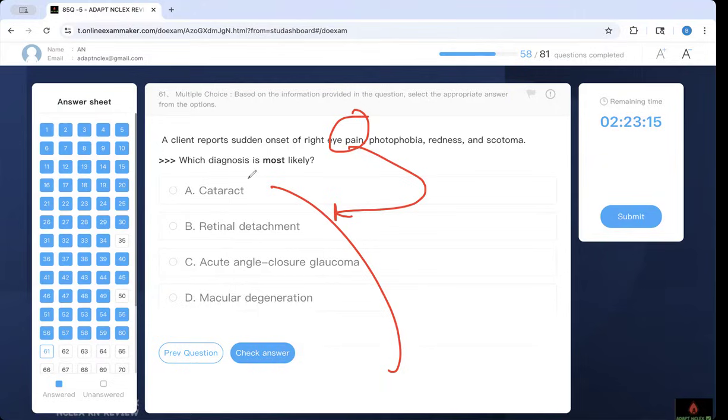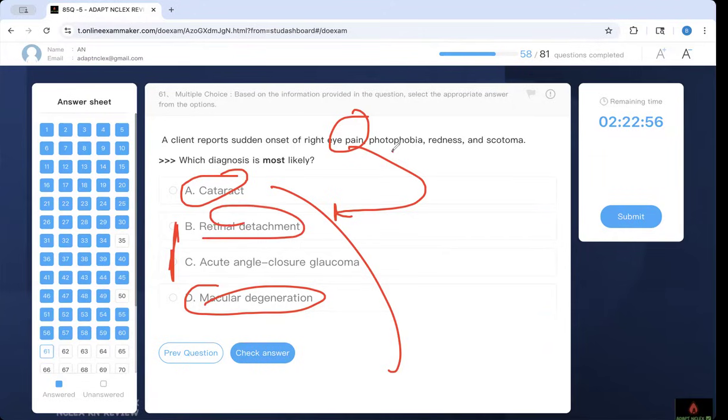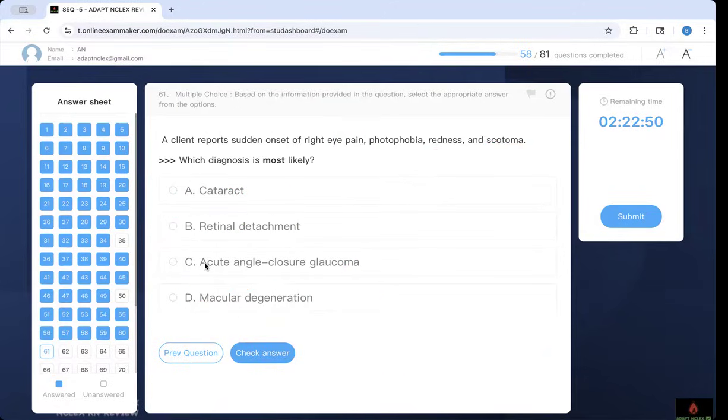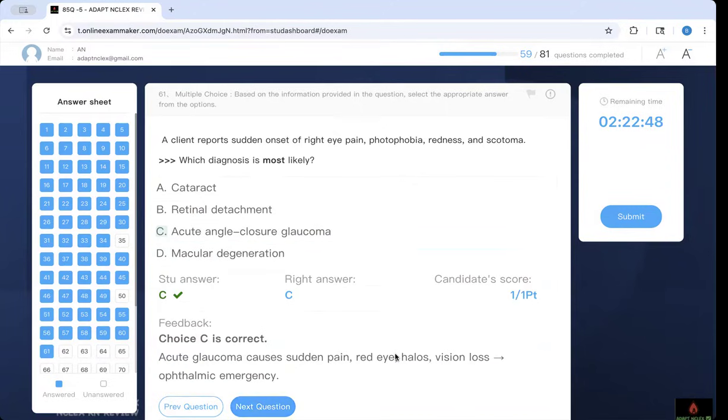I see pain. People walk around with cataract. It doesn't hurt. Macular degeneration has no pain. The two that have pain are the other two. But with retinal detachment, they have to tell you about their vision field. They feel like a curtain falling over their eyes. It doesn't say that here. Therefore, acute angle glaucoma. This is the way you approach it when they ask you about diagnosis.